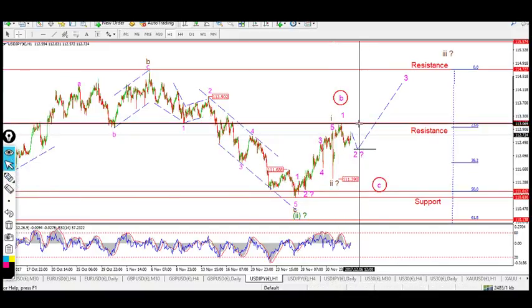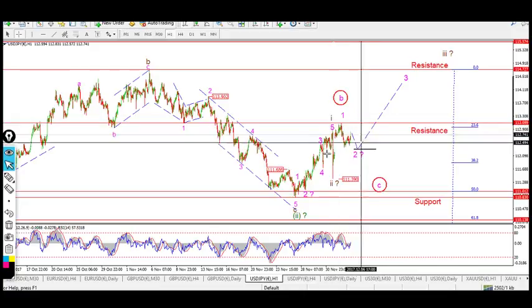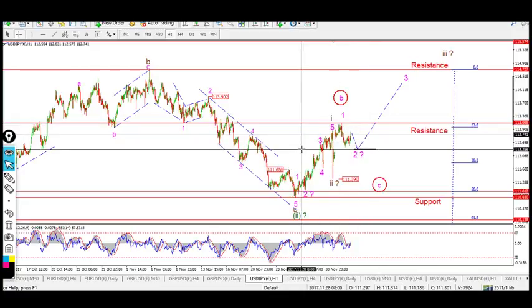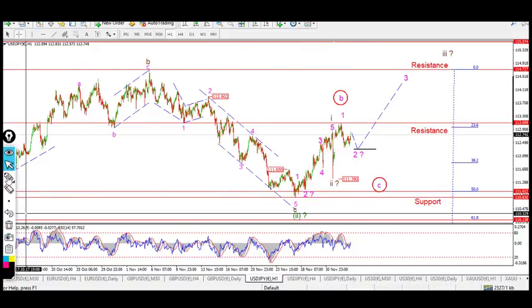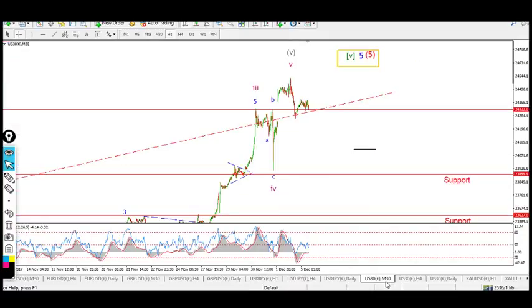And an impulsive break of that 113.09 high will definitely, I mean, I'll be putting on my bullish mask at that point, most definitely. Alrighty, let's move on to stocks.